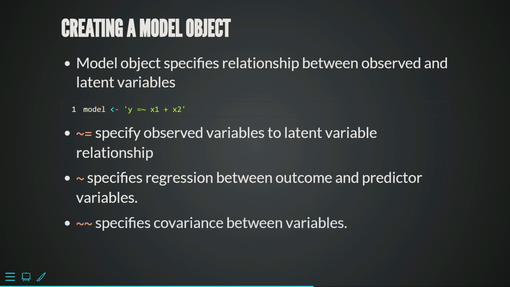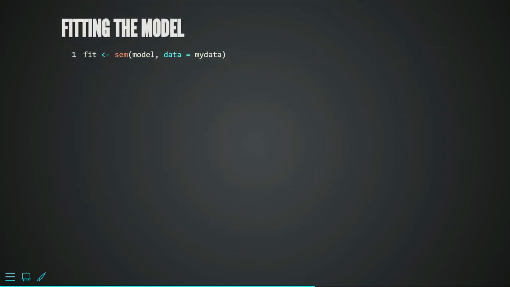We also have another sign, a double tilde. This specifies covariance between two variables. If we have two variables that are related to each other or having covariance between each other, then we use this particular sign to specify it inside the model object. So this is just a simple model object where x1 and x2 are the observed variables, while y is the latent variable.